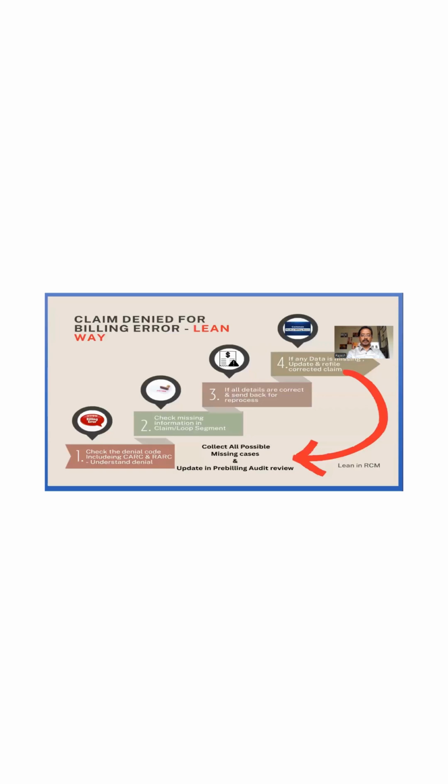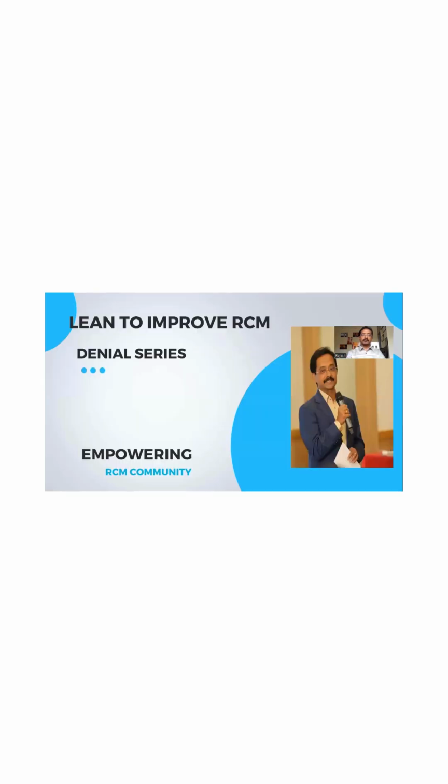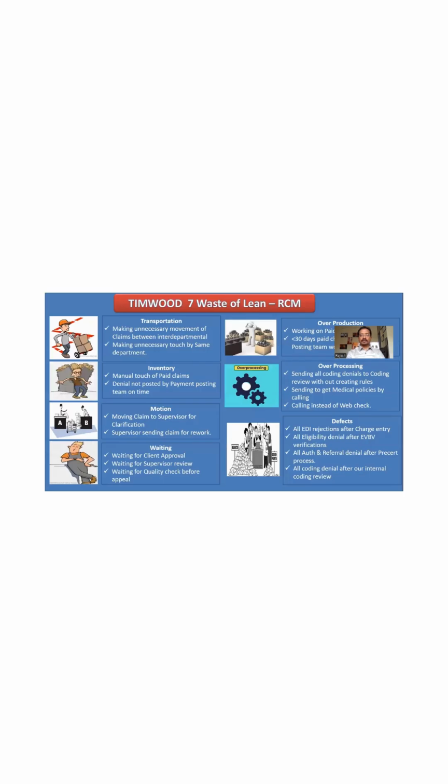Right, so how are we going to utilize our lean methodology in denial management? That's our topic today. As usual, we are going to discuss a new denial and how we can implement our lean methodology in this denial. As you know very well, the TIMWOODS is the basic framework which controls lean: transportation, inventory, motion, waiting, overproduction, overprocessing, and defects. If you understand the 7 wastes thoroughly, you may understand where we can bring process improvement.